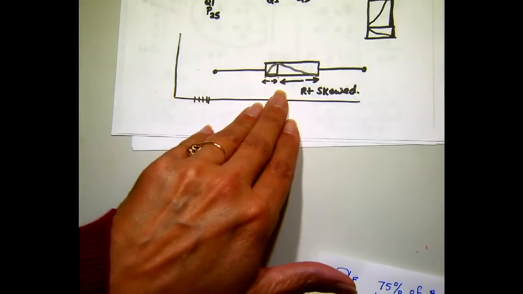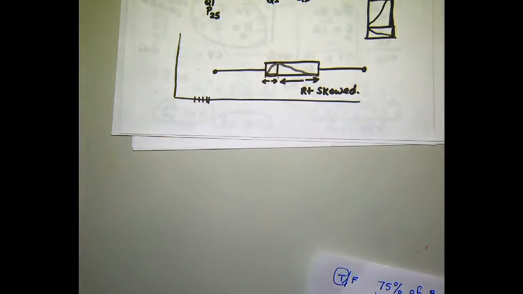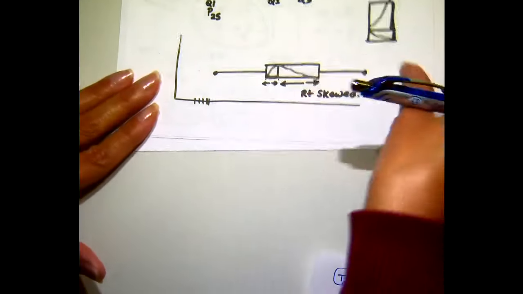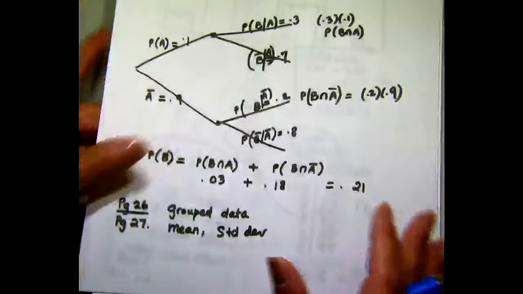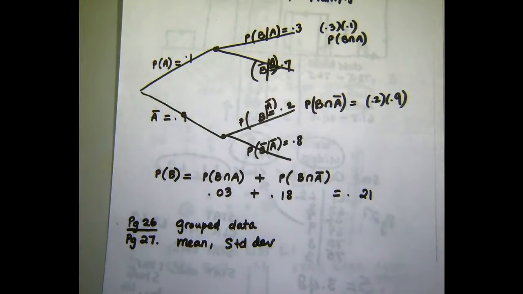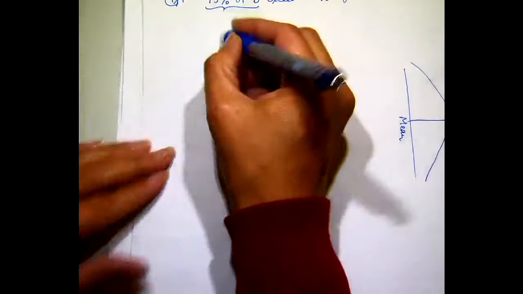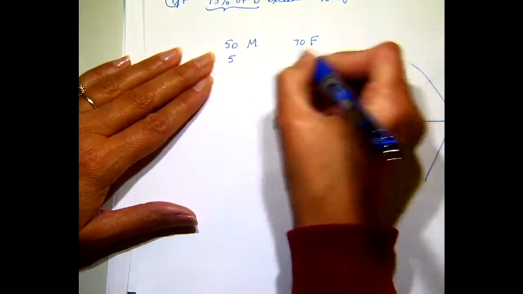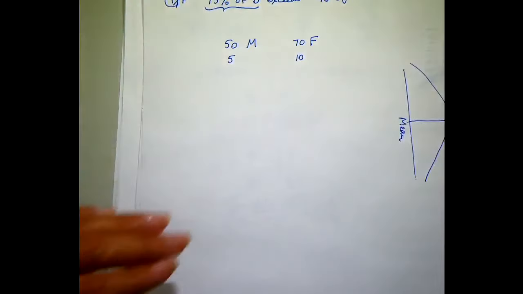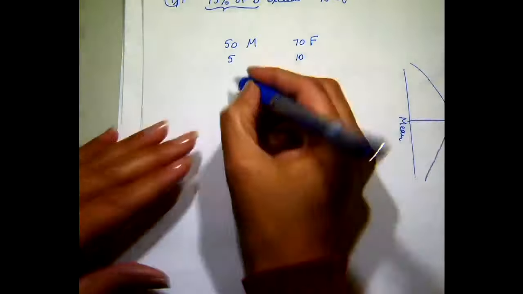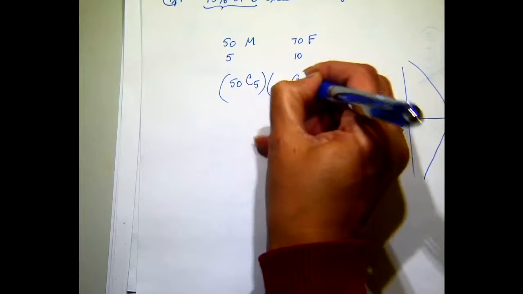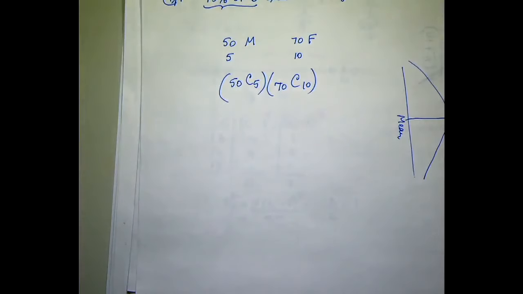Okay, this is right skewed. You know that already, right? You know that the interquartile range is used to talk about comparing variability of two data sets. What if you have 50 males and 70 females, and you want to choose 5 males and 10 females? How many ways can you do it? You would multiply. 50 choose 5 times 70 choose 10. You would multiply them. Don't add them. Multiply them.